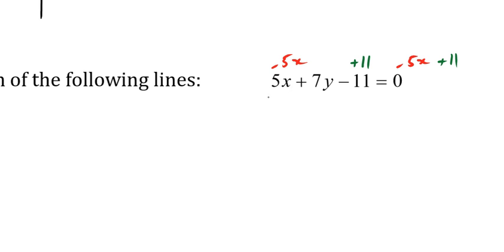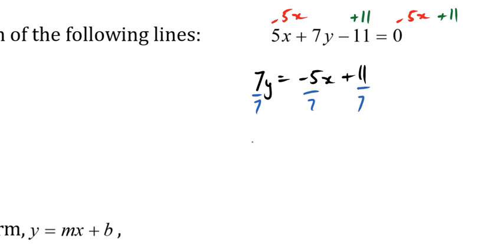And so the 5x's are gone. I'm left with 7y. The 11's are gone. Equals negative 5x plus 11. What do I do now? It's not done yet. There's one more step. Yep, divide everything by 7. And it's not going to work out nicely, but that's okay. So y equals negative 5 over 7x plus 11 over 7.